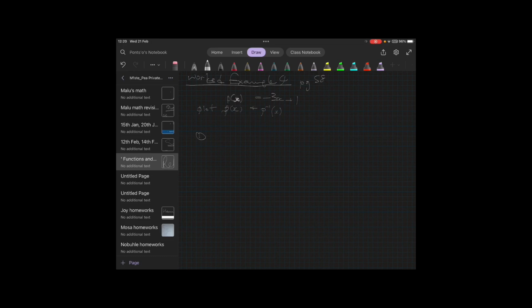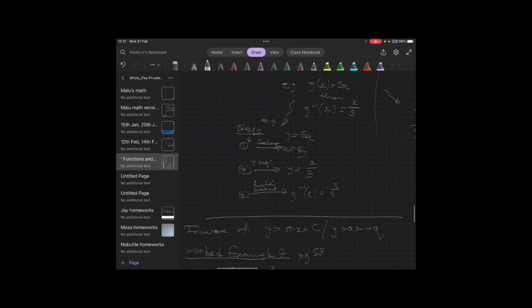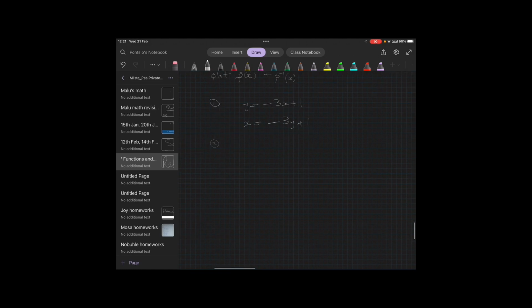Swap x and y. So y equals minus 3x plus 1. If we swap them, then we have x equals minus 3y plus 1. Awesome. And then the second step is to make y the subject of formula. Great.